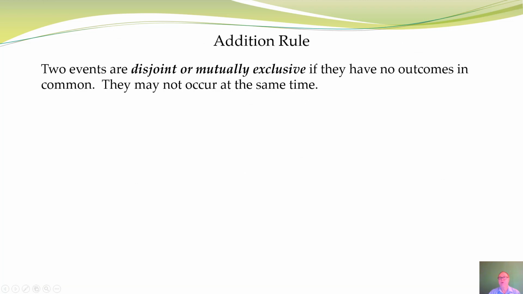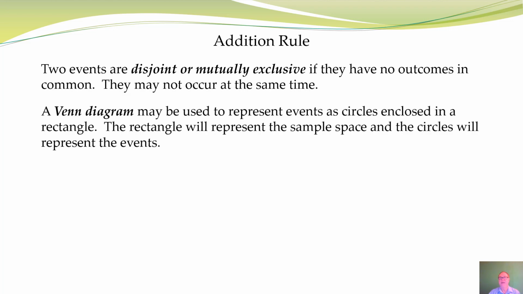Two events are disjoint or mutually exclusive if they have no outcomes in common. That is, they may not occur at the same time. A Venn diagram may be used to represent events as circles enclosed in a rectangle. The rectangle will represent the sample space and the circles will represent the events.